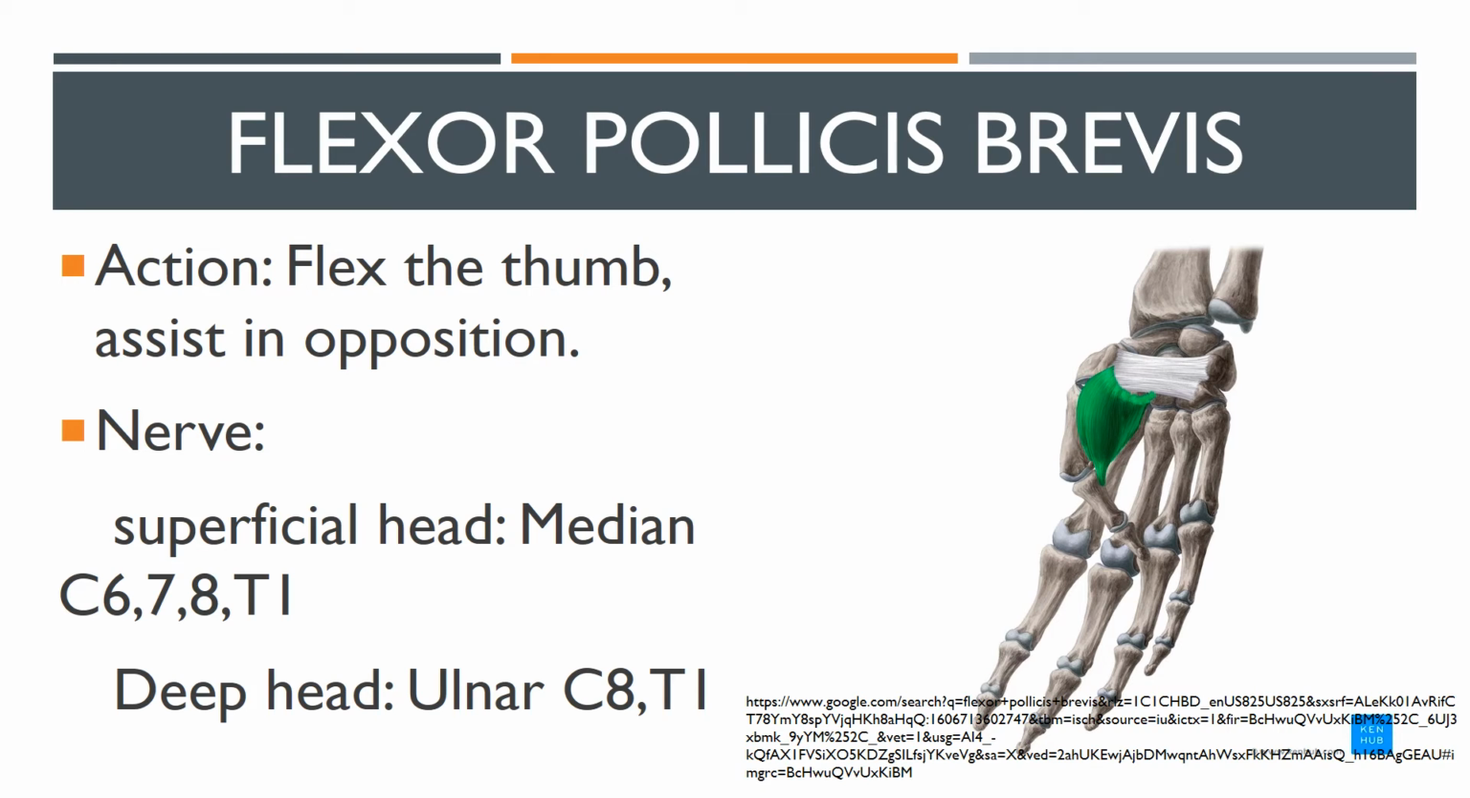Flexor pollicis brevis flexes the thumb. It also assists in opposition. The nerve for the superficial head is median C6, 7, 8, and T1, and the deep head is ulnar C8 and T1.